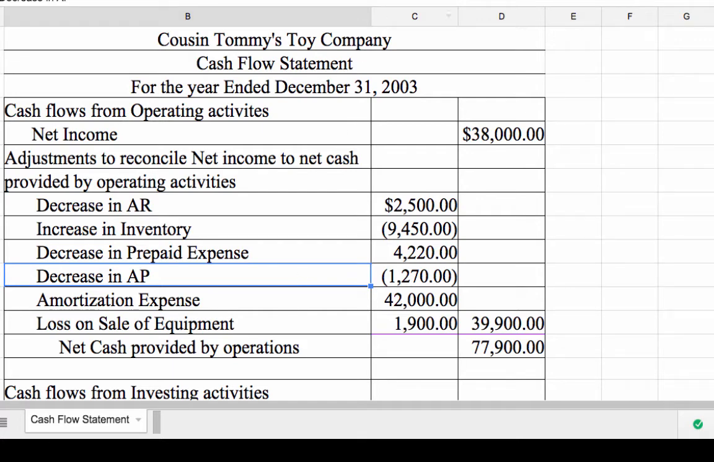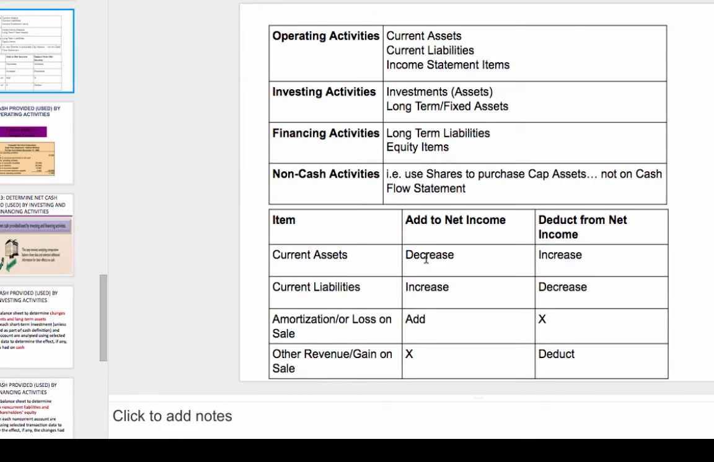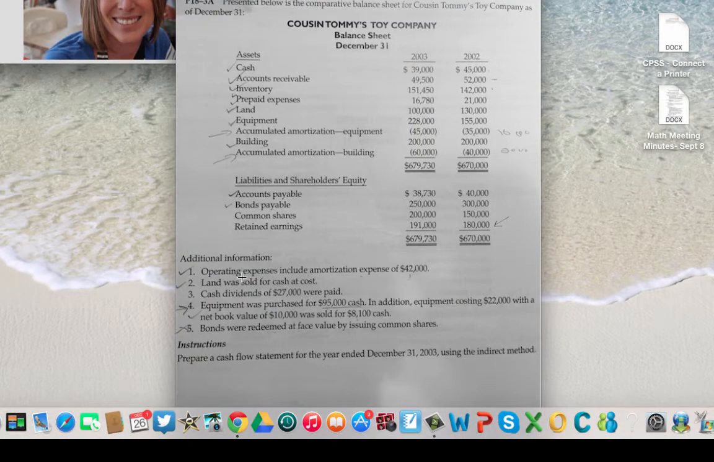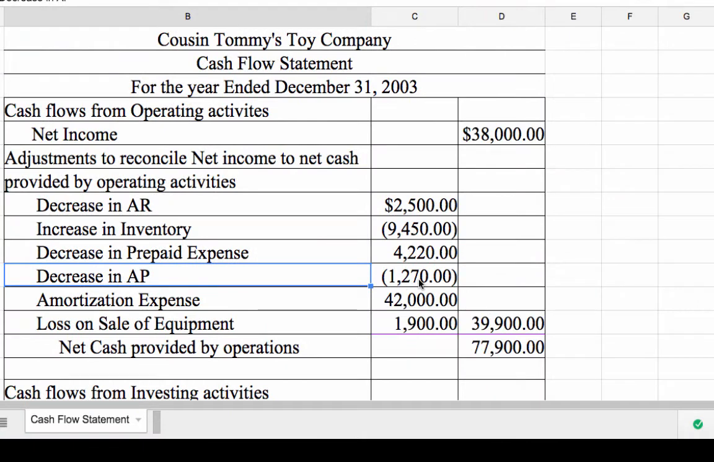And then the last two things we need to look at in this case, the other items from our income statement. We're going to look at amortization and any gain or loss on sales. So let's take a peek. Any expense items we're going to add back, any gains we're going to deduct. So let's go take a peek at the information we were given. There it is here. Operating expenses include amortization expense of $42,000. Because that $42,000 was a non-cash expense, we're going to add it back to our net income because we subtracted it as an expense in the accrual accounting system. We're going to add it back because it didn't actually affect cash.